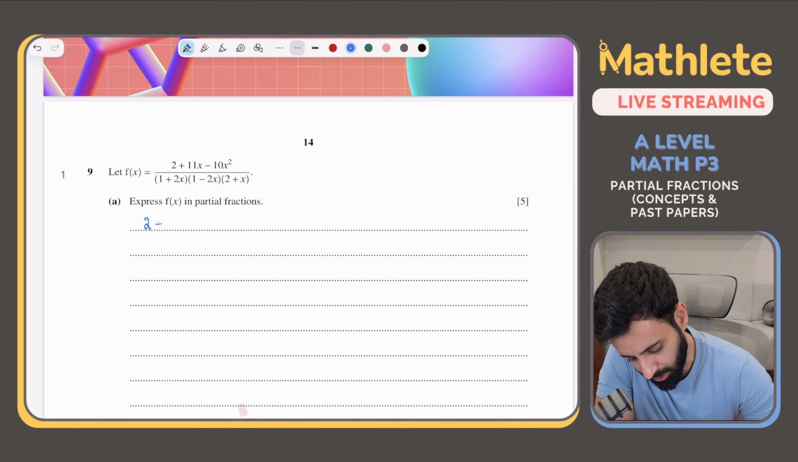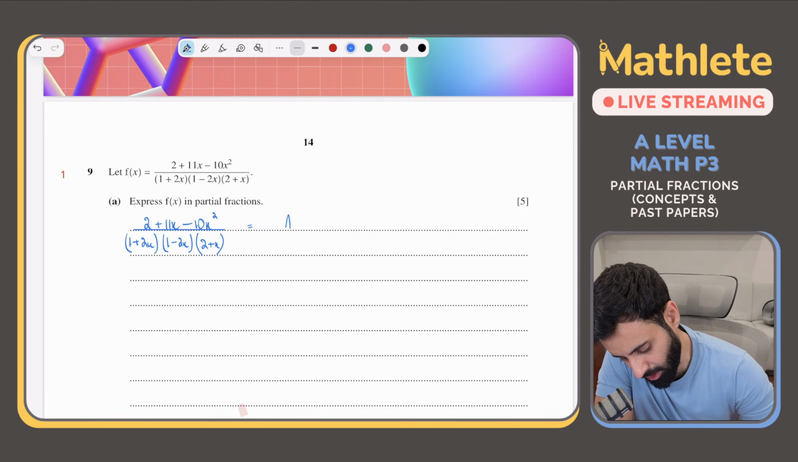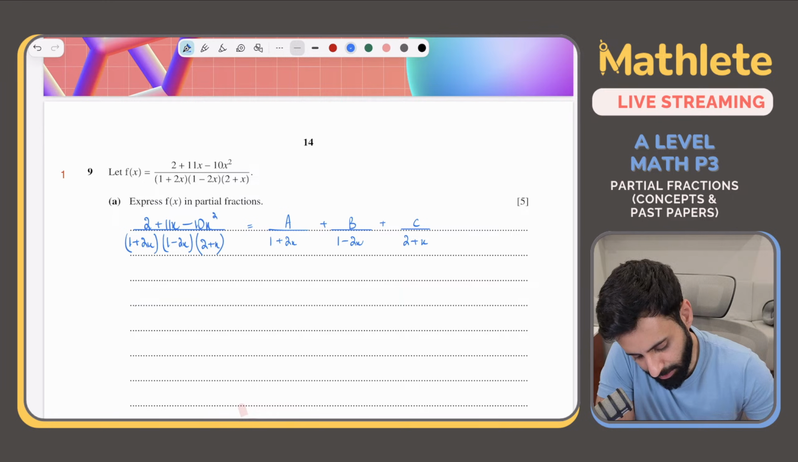So first thing we need to do is this. 2 plus 11x minus 10x squared is divided by (1 plus 2x)(1 minus 2x)(2 plus x). Notice that the denominator has 3 unique linear factors. So this can be written as A over 1 plus 2x plus B over 1 minus 2x plus C over 2 plus x. Okay. So if I take the LCM, this is what we're going to get.